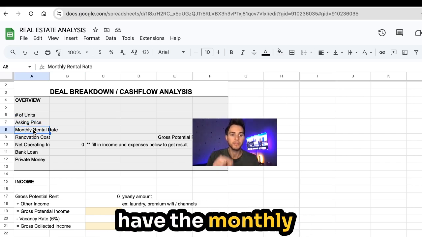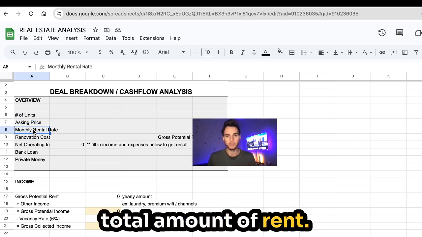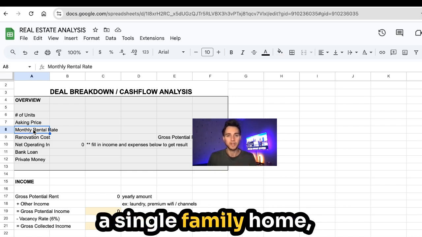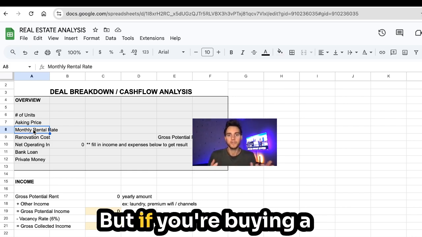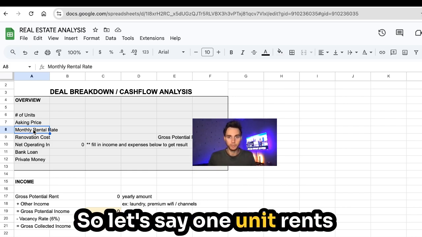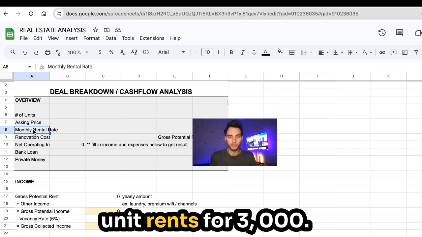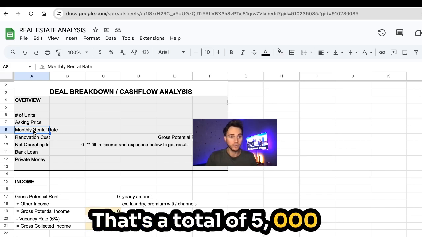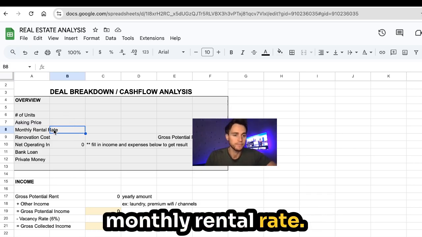Then we're going to have the monthly rental rate, which is the total amount of rent. So if you're just buying a single family home, it'd just be what's the monthly rent. But if you're buying a duplex, you would add both rents on there. So let's say one unit rents for $2,000, the other unit rents for $3,000. That's a total of $5,000 that you'd put here for monthly rental rate.